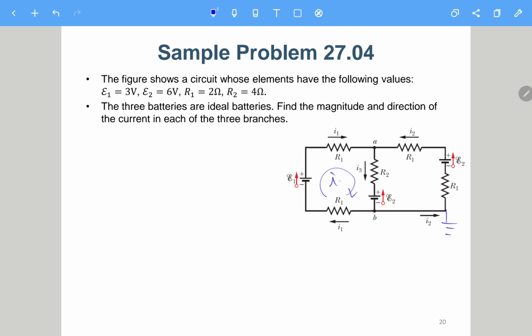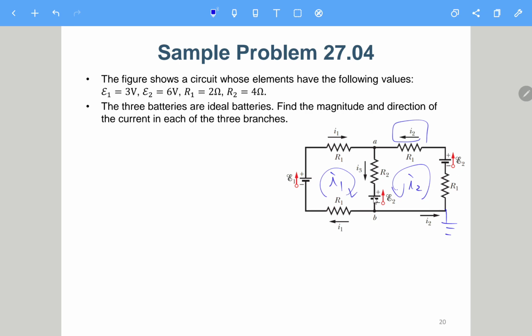So this is I1. Of course, you can define I2 to be like this, but in the question we already have I2 in that direction. So let's try. We can also define I2 in the opposite direction. So this is I1, and I2 has the opposite direction.